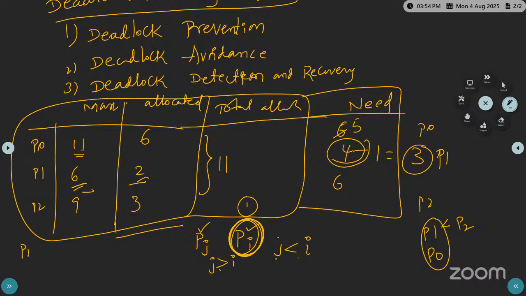Therefore, the system has how many resources? P1 అన్ని రిటర్న్ చేసిన సిస్టమ్ కి ఇచ్చేస్తుంది. సో అన్ని మీన్స్ హౌ మెనీ?